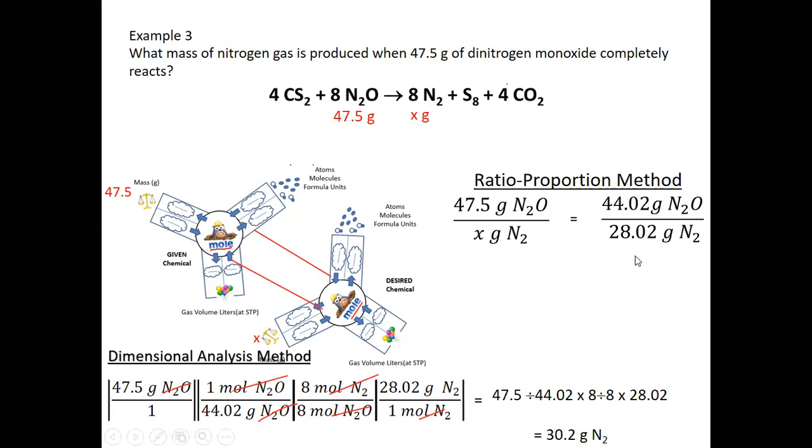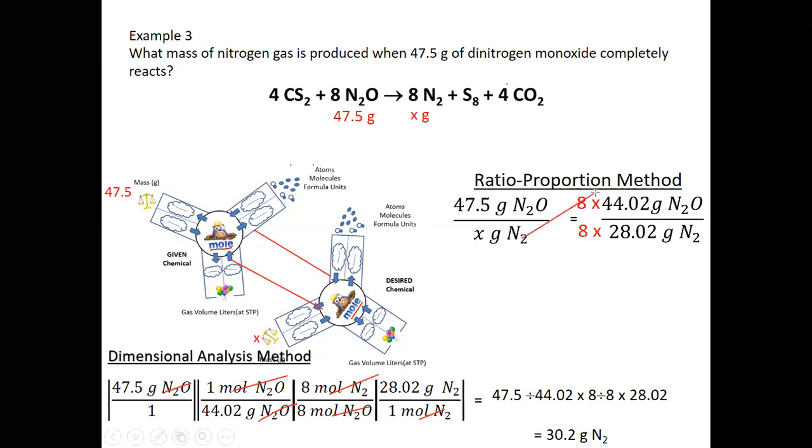Next, we have to factor in the mole ratios. So we're going to use the mole ratio of 8 for N2O because N2O has a coefficient of 8. We're going to use the 8 coefficient for N2 or nitrogen because that has a coefficient of 8. So there's an 8 to 8 mole ratio. By placing them here in red, it just highlights for you that we've used mole ratio just like we did down here in dimensional analysis. It just looks different. Now we have our proportion set up.